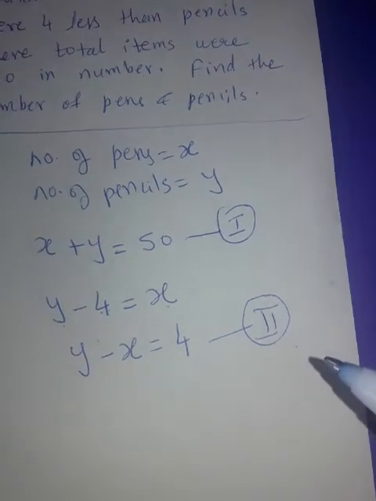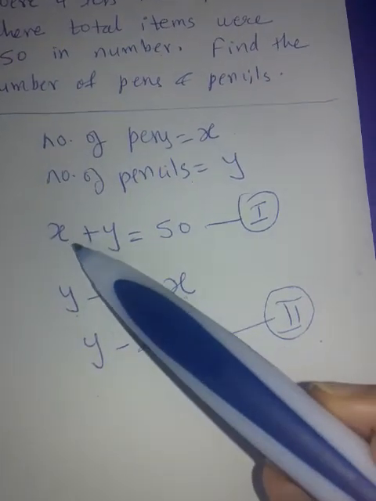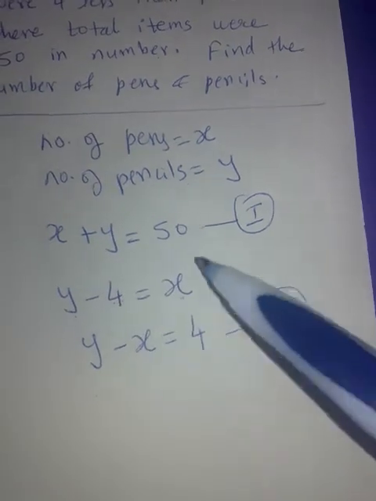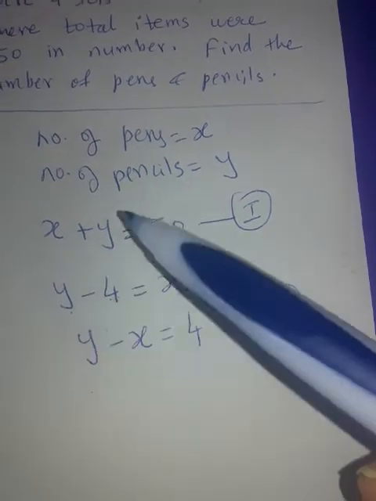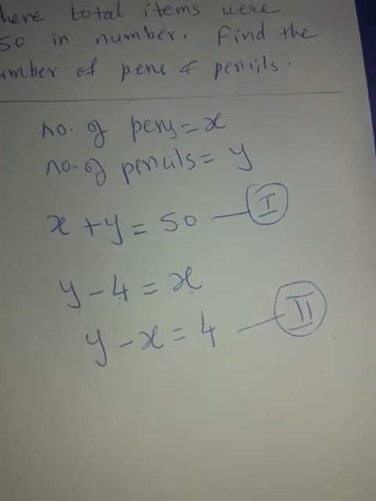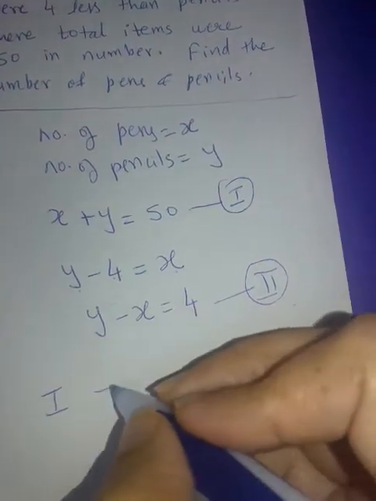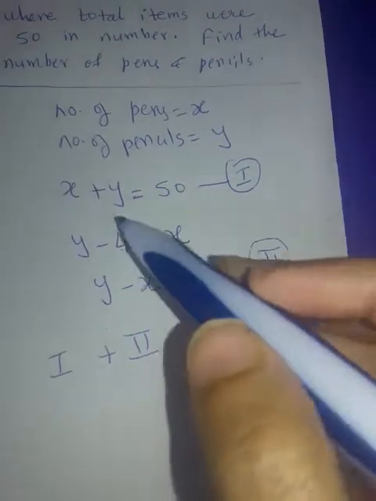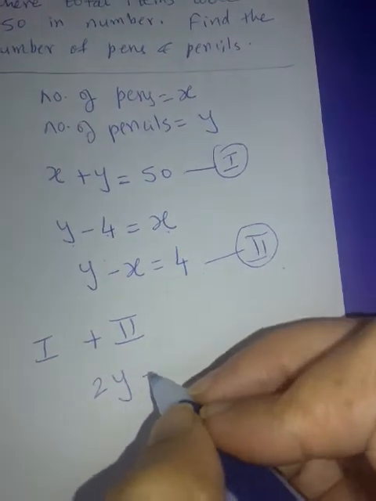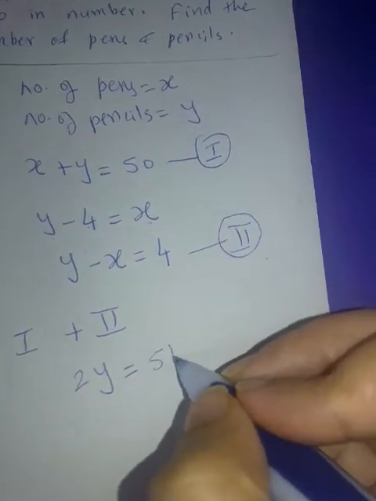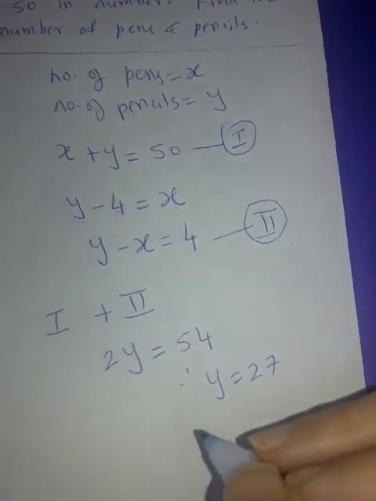Now we have to decide whether we are going to use elimination, substitution or shortcut. If I see here, I can see plus x and minus x. So when I add, x will be eliminated and I'll be left with y. So here elimination method will save our time. We don't have to use any other method. So I'm going to add 1 and 2. X minus x, so x will be eliminated. Y plus y will be 2y. 50 and 4 will be 54. So y is 27. 54 divided by 2, that is 27.